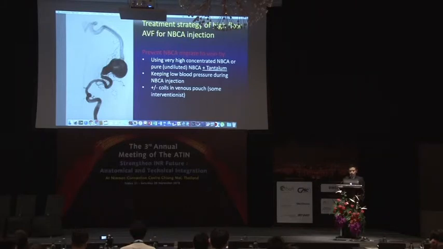For the treatment, in our institute, we use NBCA to treat it, but it's difficult to treat because sometimes NBCA can fly into the vein. So we have some techniques to stabilize the NBCA by using very strong, pure NBCA plus tantalum powder, and keeping low blood pressure during NBCA injection. Some interventionists put coils inside this venous pouch to prevent the glue from flying out to the vein.